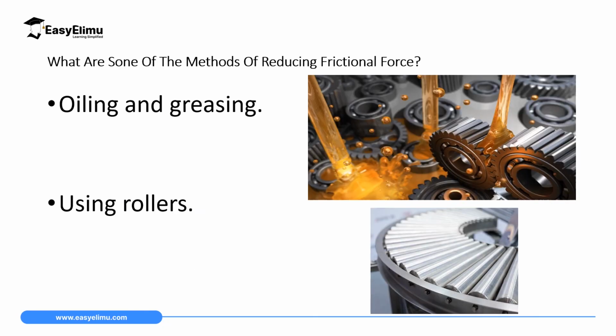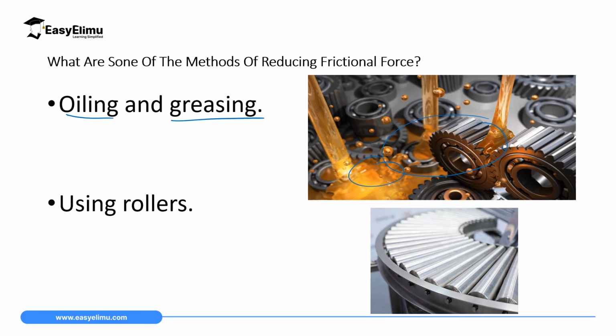Then now we have methods of reducing friction. One of them is oiling and greasing. Oiling and greasing is when you take a machine and then you apply grease so that the parts can move easily and smoothly without much friction. So in this case, you will save your machine from wear and tear. You can see on the screen someone trying to oil some part of the machine.